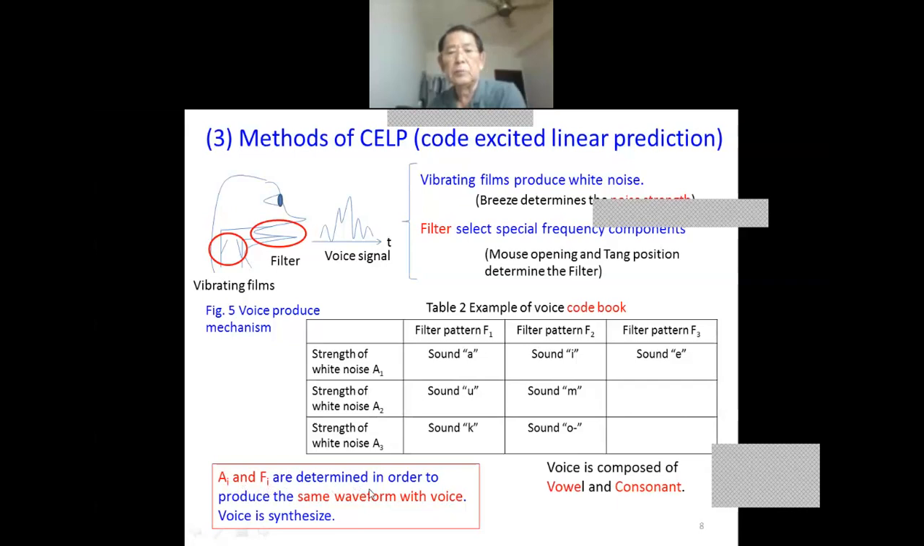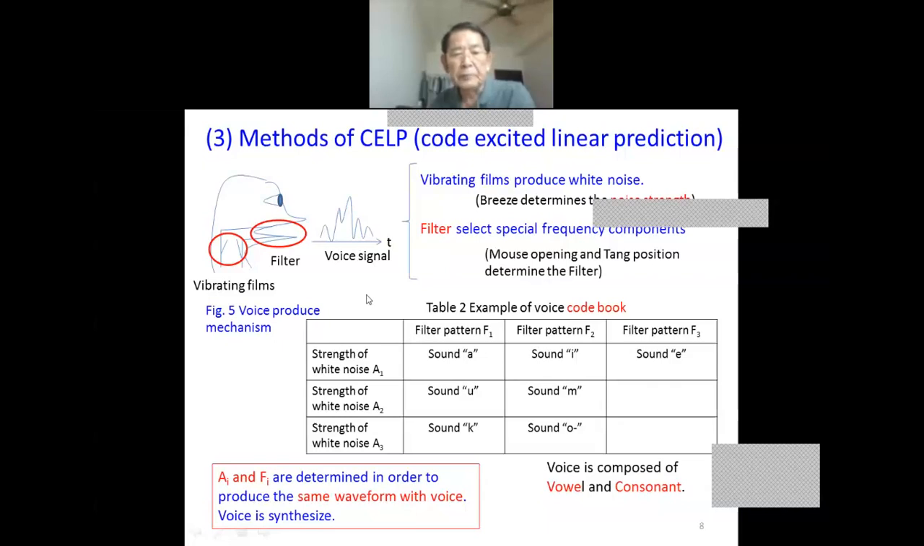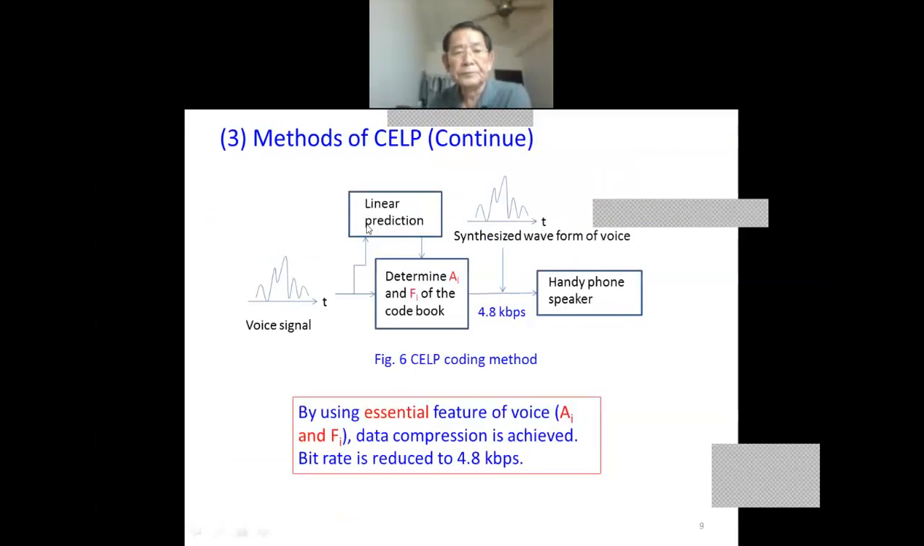The purpose of selecting the filter pattern and amplitude is to produce the same waveform. If this is an R waveform, then this combination achieves the same waveform. The E waveform is different. So the purpose of selecting the filter pattern and noise pattern is to make the same waveform. To achieve the waveform is a rather complex process.